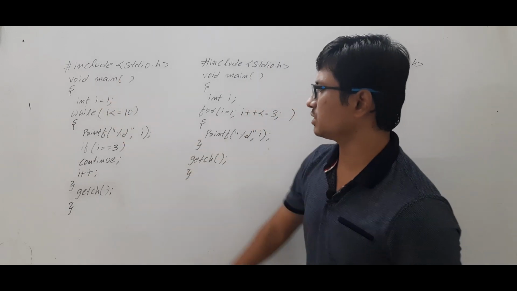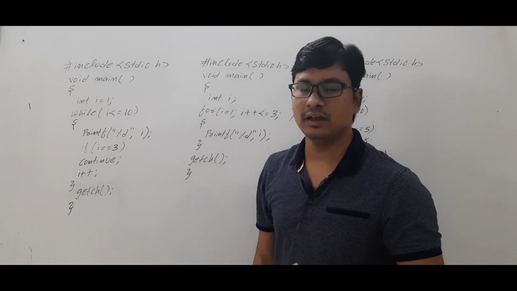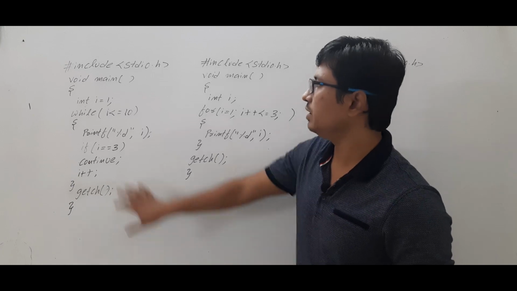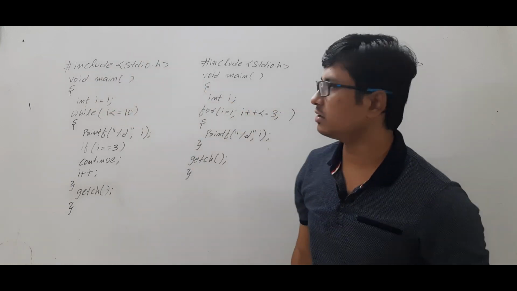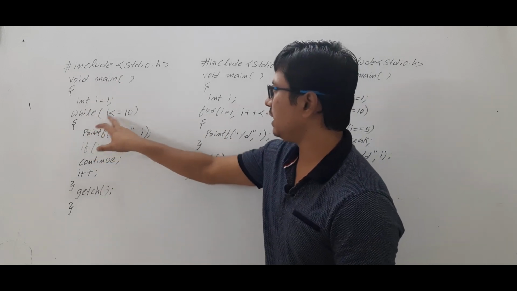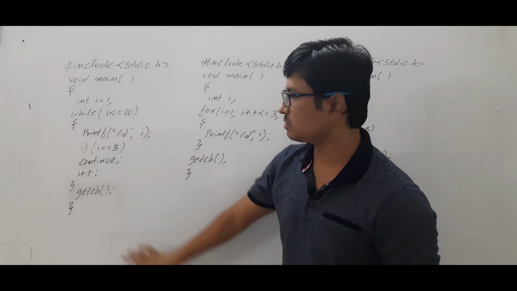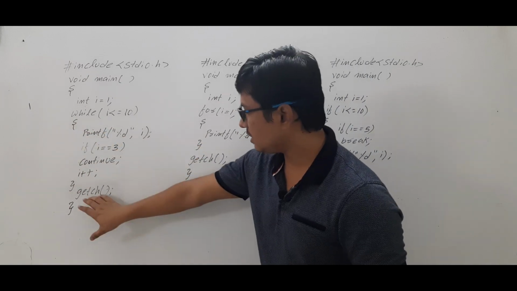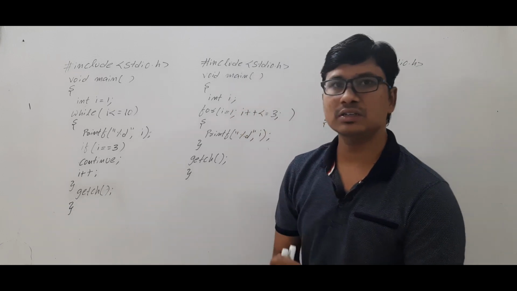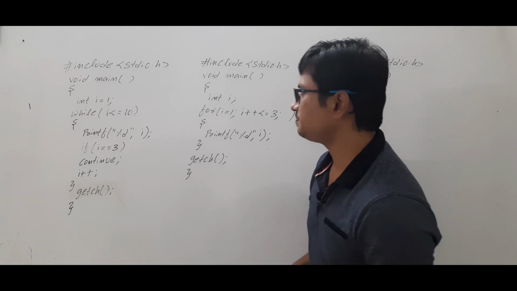They have given this question and we need to look at whether this program will give an error or not. If it does not give an error, what is the output of this program? Look at this one: hash include stdio.h, void main, int i is equal to 1, while i less than or equal to 10. They have given a set of statements in the while loop, and after the while loop they have written a getch and closed. So everything is looking fine till now. Let's see what output this program will give.